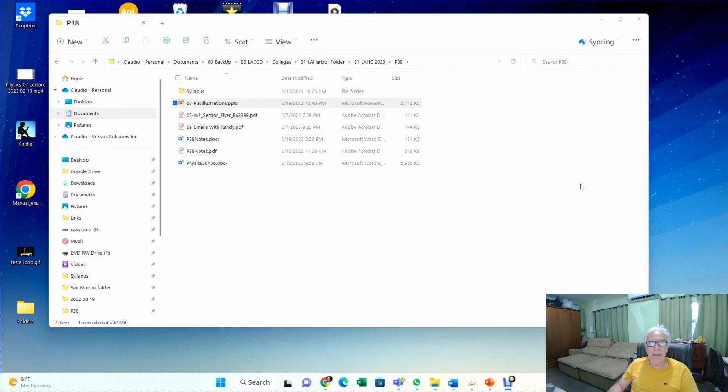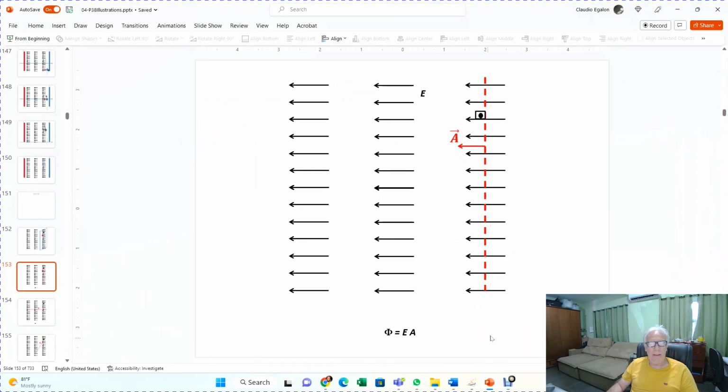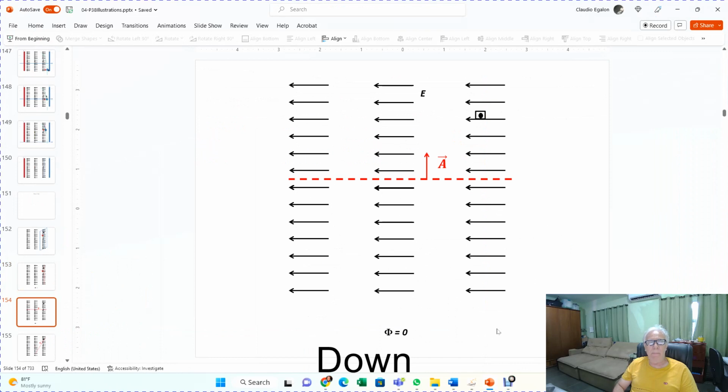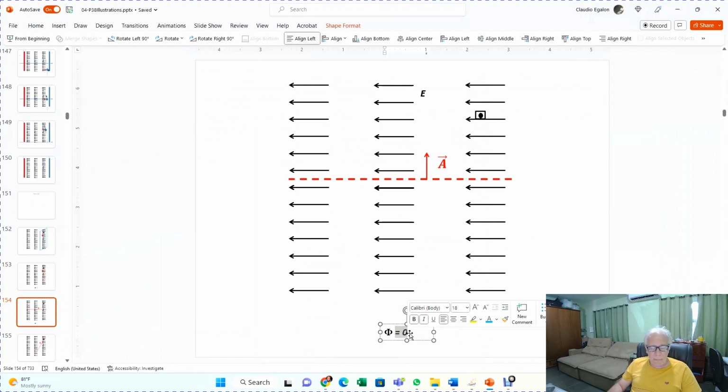Similarly, if the surface is parallel to the electric field lines, the electric field line is just going to graze the surface. Right? The surface is parallel, but the vector area is going to be perpendicular. In this specific case, the electric flux is going to be 0 because the cosine of 90 degrees is going to be 0.